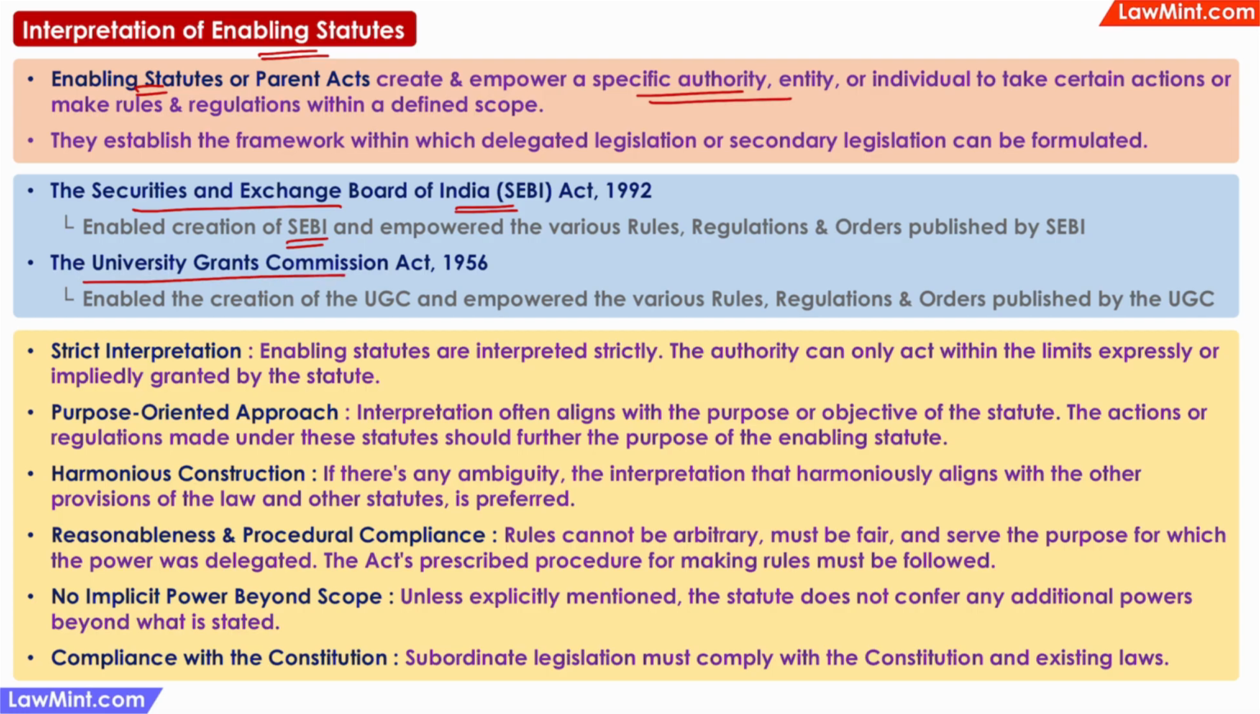Similarly, the University Grants Commission Act enabled the creation of the UGC and also conferred powers on the UGC to regulate universities across India. While interpreting enabling statutes, as usual, the courts will first apply the primary rules such as the literal, golden and mischief rules. Strict interpretation is used to ensure that the authorities or the entities that are created act within the limits set by the enabling statutes. Purpose-oriented approach is used to ensure that the purposes of the enabling statute are addressed. Harmonious construction to ensure that there is no conflict within the same or with other statutes.